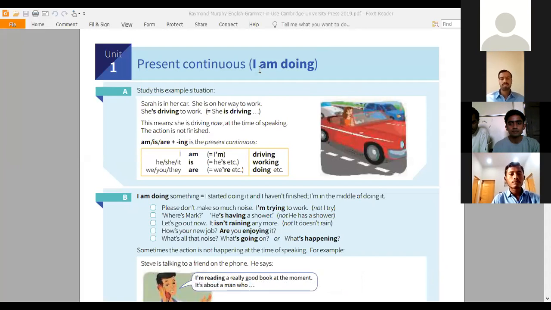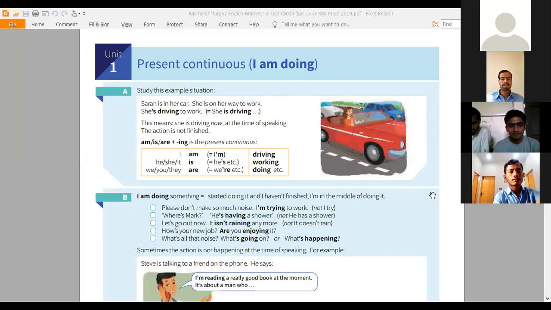So first is the present continuous tense. Example: I am doing. You can see one example: Sarah is in her car. She is on her way to work. She's driving to work. She is driving. When we are using present continuous tense, it is formed with the be verb, is, am, are, and the fourth form of the verb, which is called the present participle. The ing form of the verb is called the present participle.